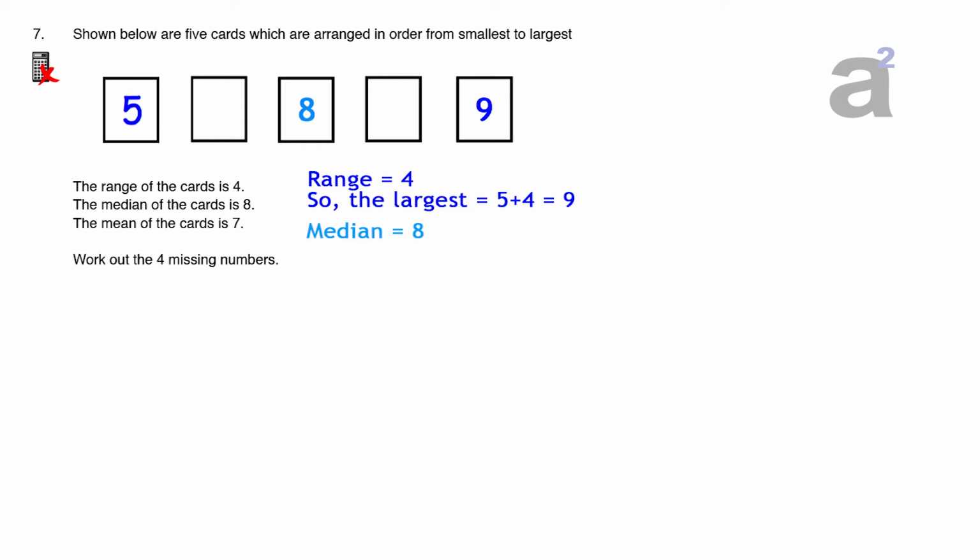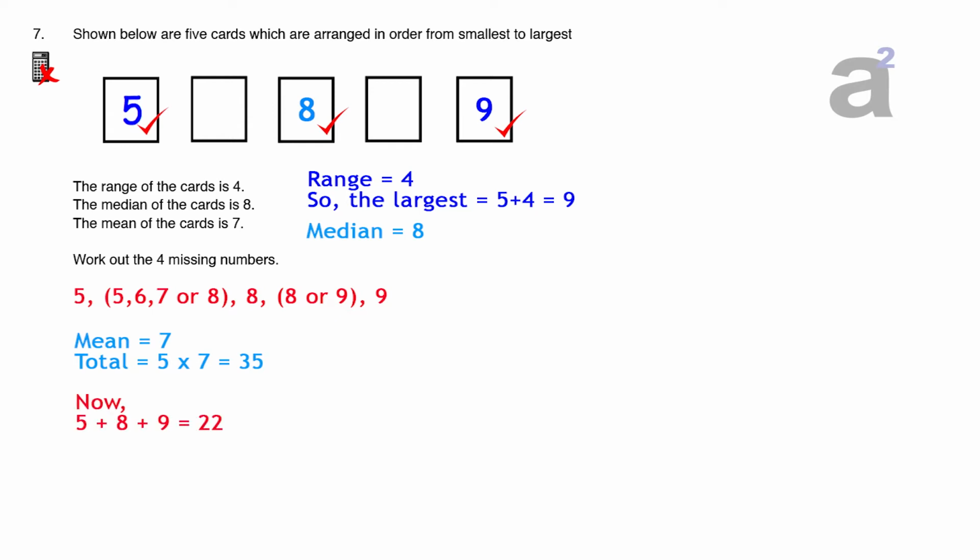So what are the chances for the second number? They are 5, 6, 7 or 8. Fourth number, it can be 8 or 9. But the mean is 7. So the total can be mean times the number of numbers. That is 5 times 7, which is 35. And existing numbers, the numbers we have got are 5, 8 and 9. The sum is coming to be 22. So the missing 2 numbers sum will be 35 minus 22, which is 13. 13 is the sum of the second number and fourth number.